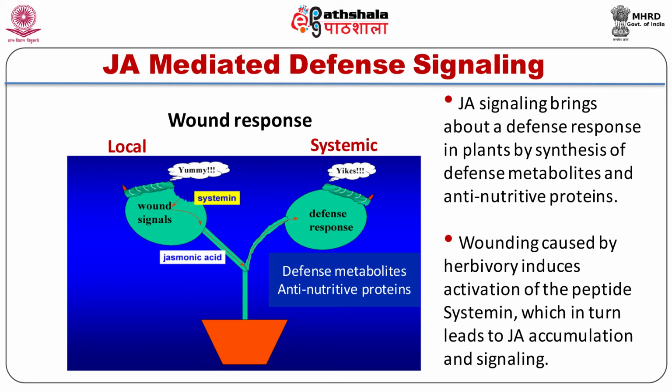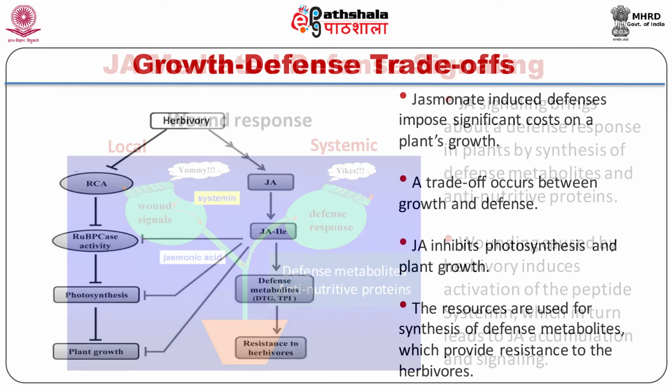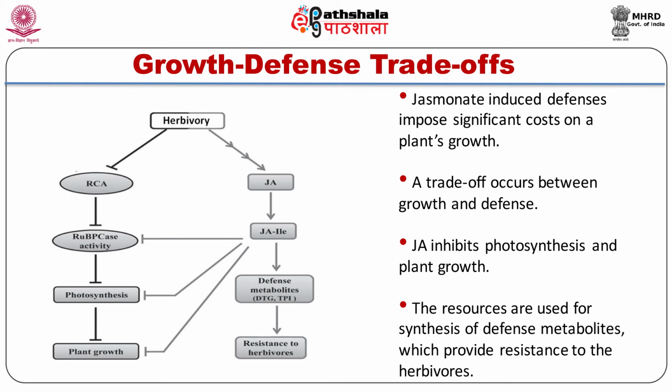Another defense metabolite, 17-hydroxygeranyllinalool diterpene glycosides, is also increased after herbivory in a jasmonic acid dependent manner. Jasmonates also induce the production of volatile organic compounds required for indirect defense. Not only defense signaling, a trade-off between plant growth and defense metabolite accumulation is also brought about by herbivory-induced jasmonate accumulation.